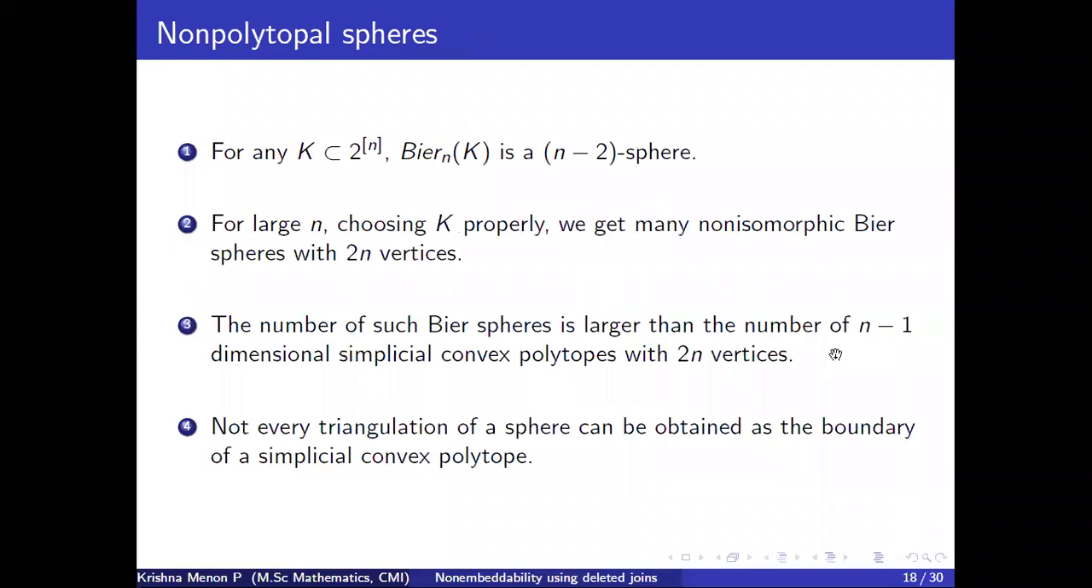Okay, so now this is a nice consequence of this Bier sphere construction. I won't go through what the proof is. So basically, this is what it is saying. This Bier sphere construction gives so many triangulations of the sphere that it is in fact more than the number of triangulations of simplicial convex polytopes with the same number of vertices. Which in particular will mean that there are, in fact, many triangulations of spheres for high enough dimensions that cannot be obtained as the boundary of some polytope. So this I thought was pretty interesting, so I just mentioned it.